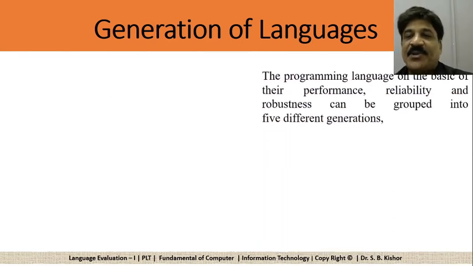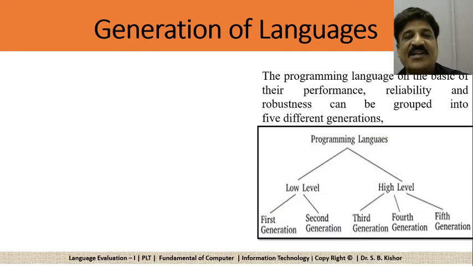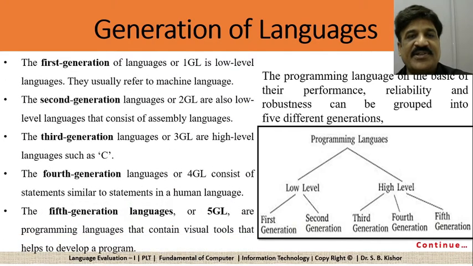The programming languages on the basis of their performance, reliability and robustness can be grouped into 5 different generations, and again these generations can be classified into basically 2 parts, that is low level and high level. Under the low level, we have 2 generations, that is first generation and second generation, which are referred to as machine and assembly language respectively, while in the case of high level languages, we have 3 generations, that is third generation, which is also referred to as what? High level language, while the 4th generation languages are basically referred to as very high level languages.